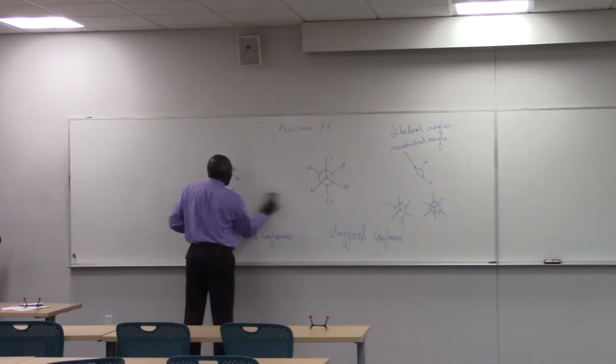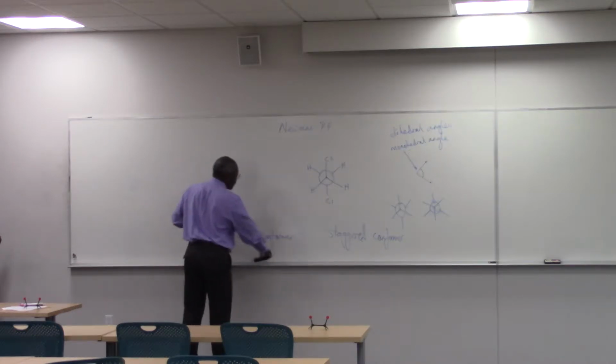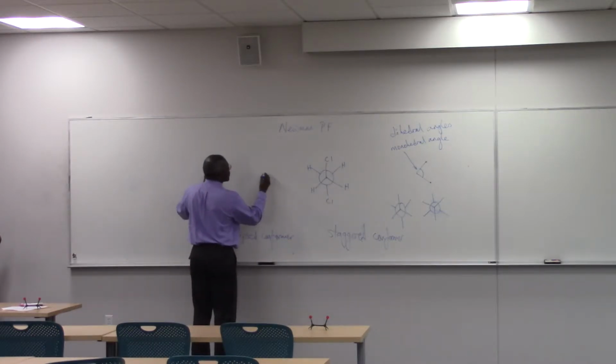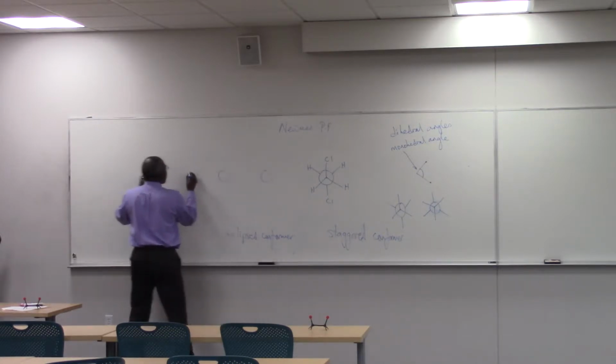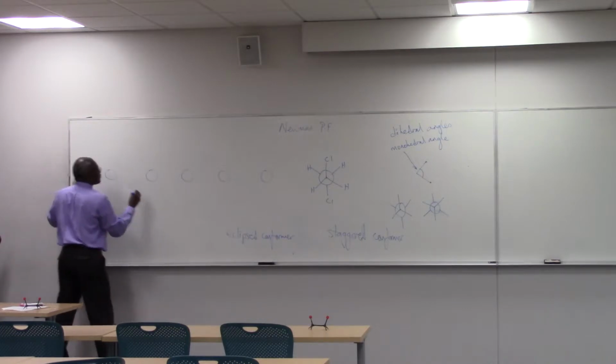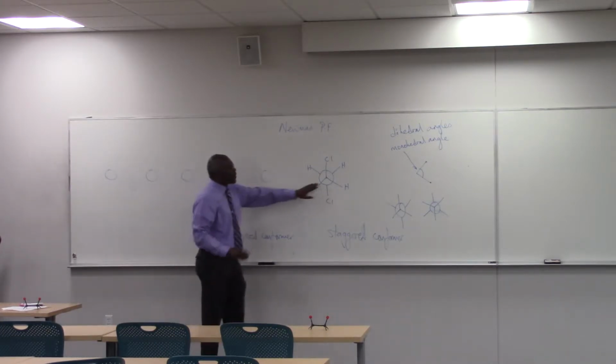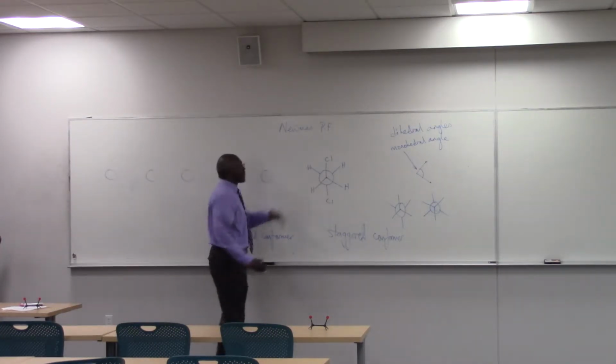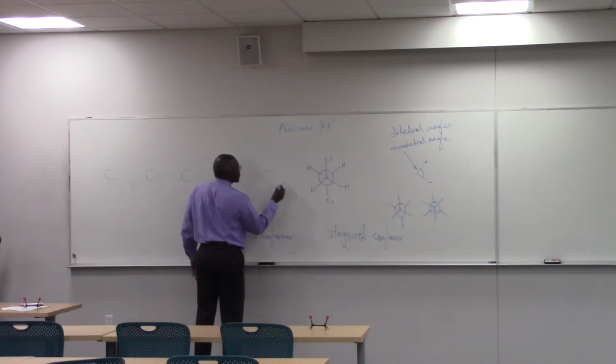Okay, so these are my eclipsed conformers. So I'm going to take this structure and I'm going to rotate it by 60 degrees. And I know I'm starting off with a staggered, so I know I'm going to alternate between staggered and eclipsed. I'm keeping the front carbon stationary.